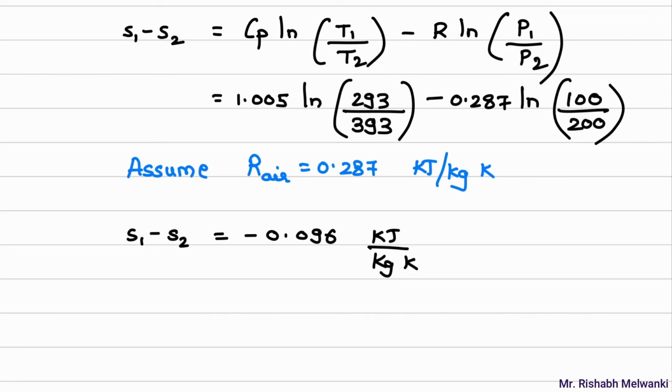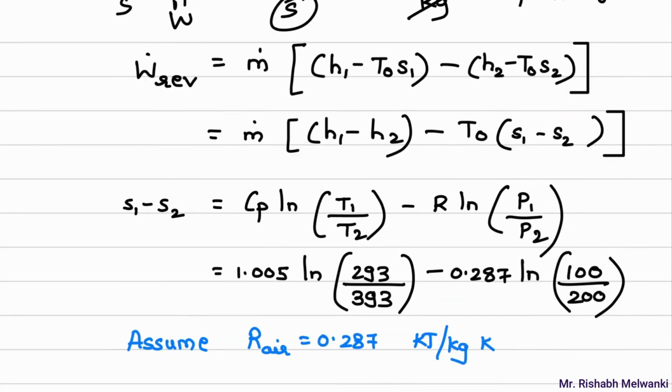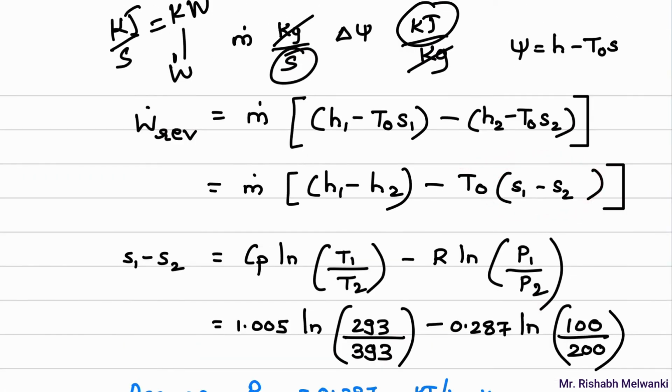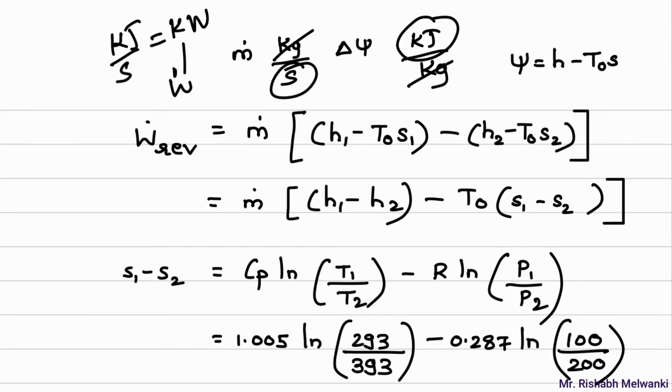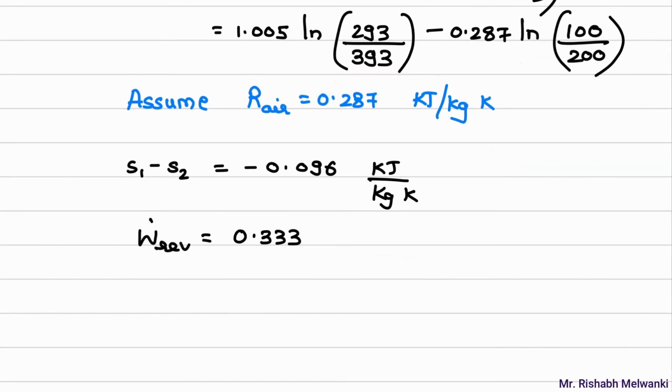Now we will substitute this value. Remember, this is the specific entropy difference. We will substitute it in this equation. So I'll write W dot reversible is equal to m dot, which is 0.333, in bracket H1 minus H2. H1 minus H2 for air is Cp into the temperature difference, so I'll keep Cp outside and in the bracket write the temperature difference T1 minus T2.